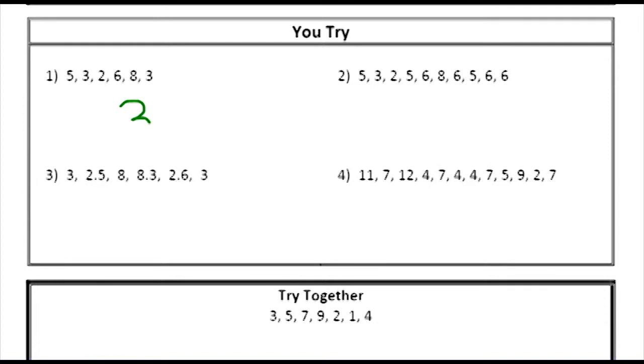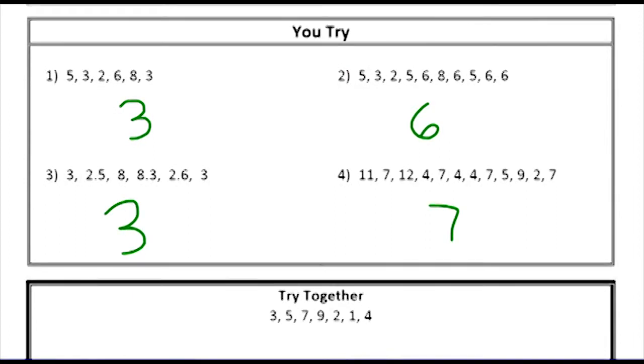On your own, try 1 through 4. Go ahead, pause the video, and return when you have your answers finished. Show your work. If you do not show your work, we cannot give you credit. Welcome back. The mode in number 1 was 3. The mode in number 2 was 6. The mode in number 3 was 3. The mode in number 4 was 7.